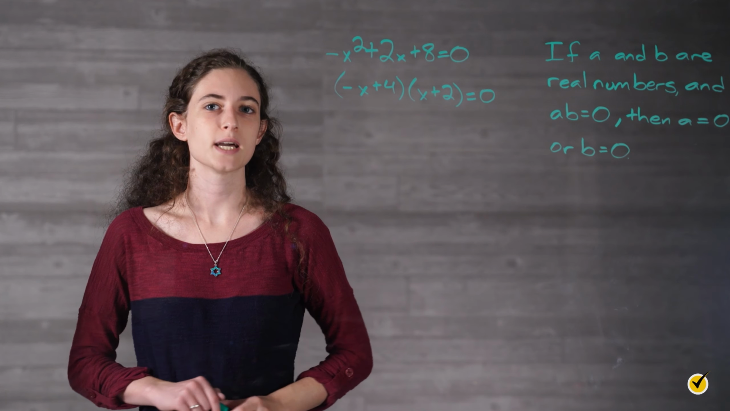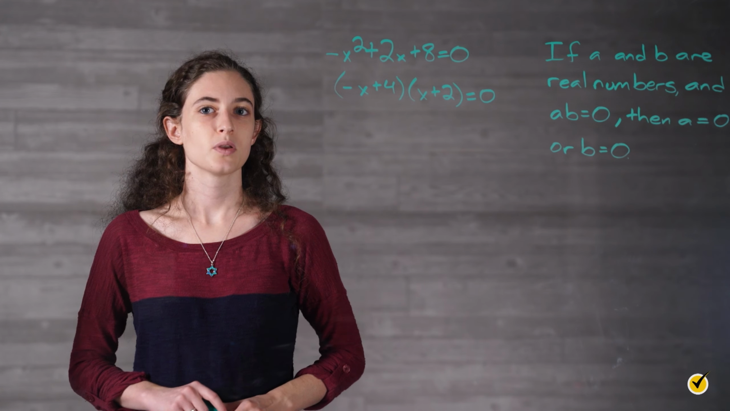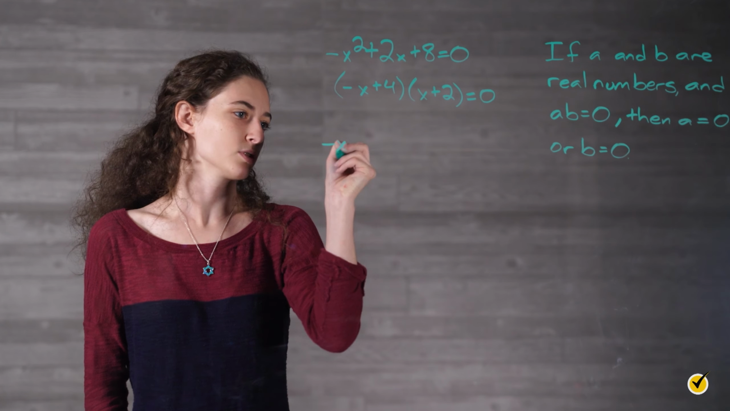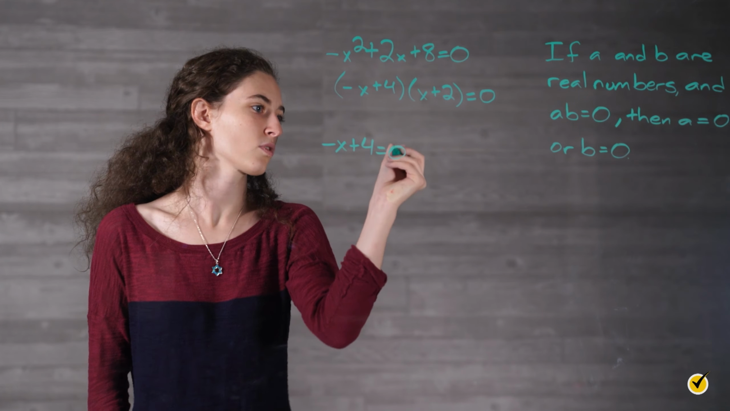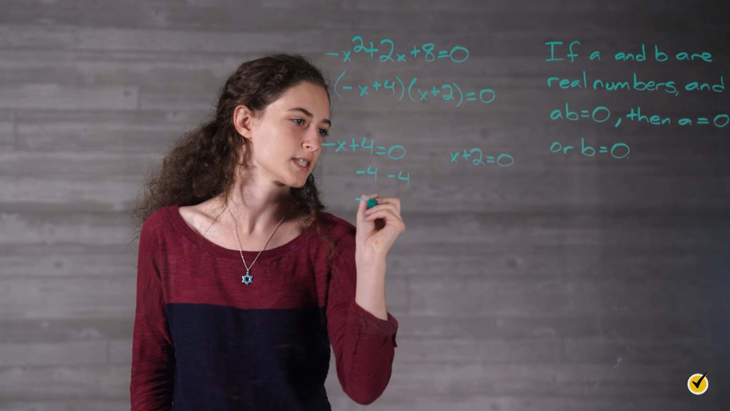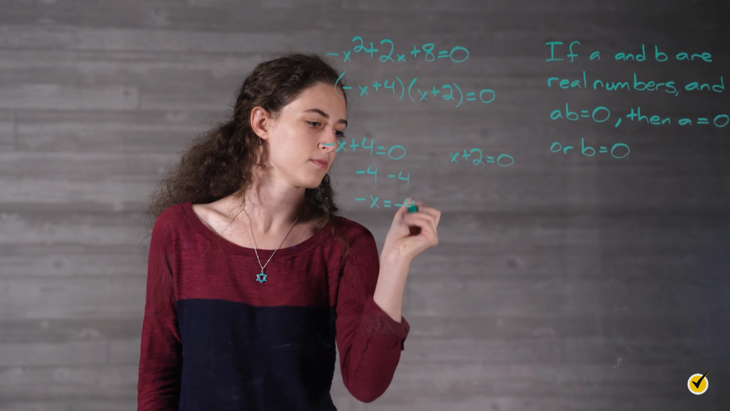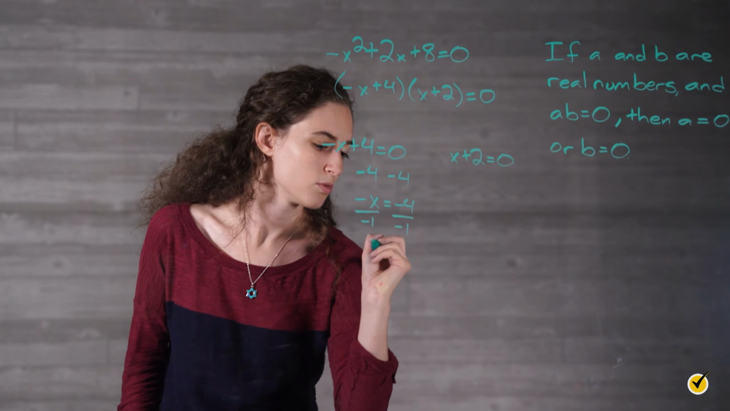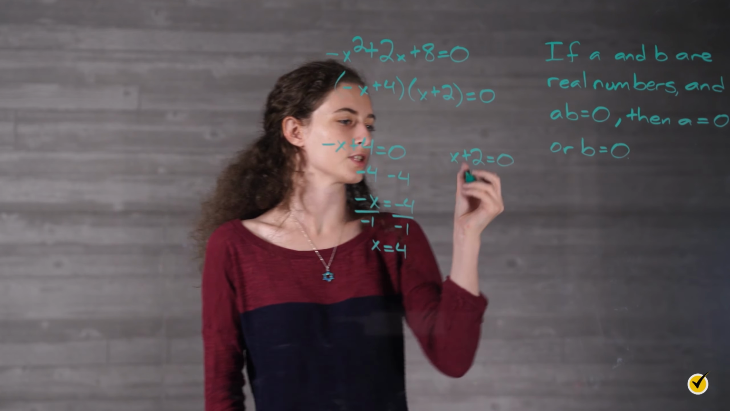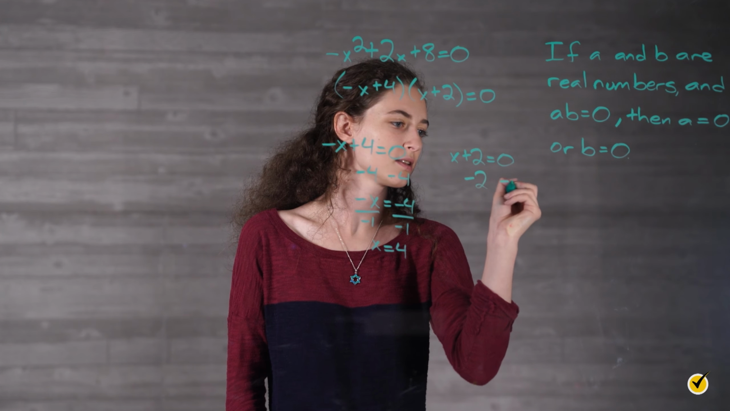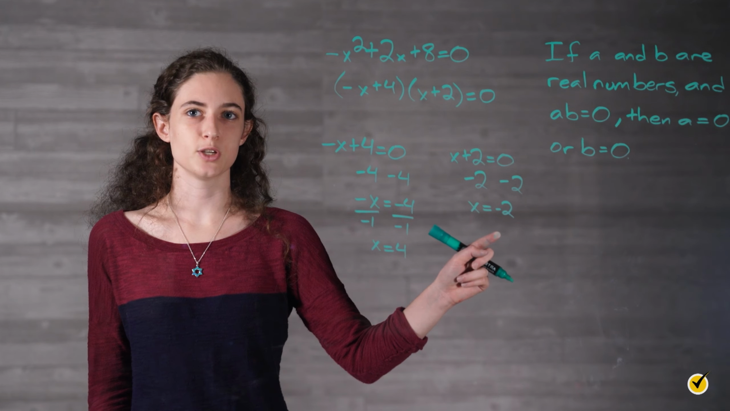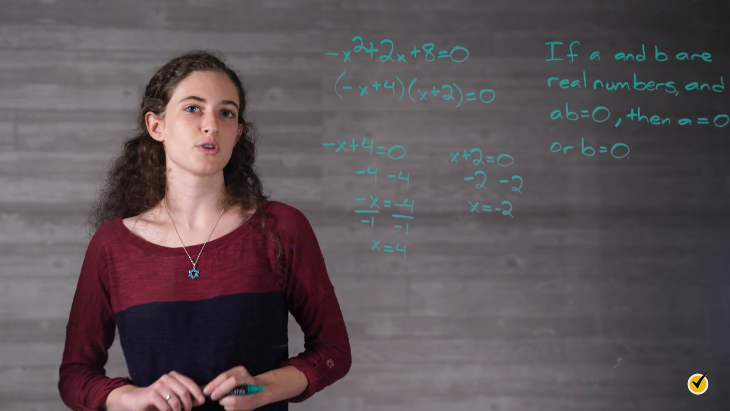Negative x plus 4 times x plus 2 equals 0 means that negative x plus 4 equals 0, or x plus 2 equals 0. So we solve both. We subtract 4 from both sides, which gives us negative x equals negative 4, and then divide by negative 1. We get x equals 4. For this equation, we subtract 2 from both sides, and we're left with x equals negative 2. So our zeros are x equals 4 and x equals negative 2. These match what we found on our graph.